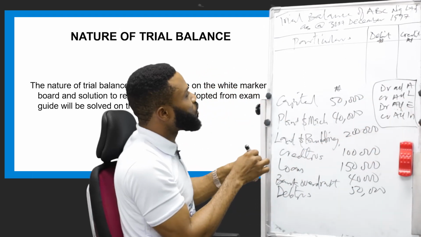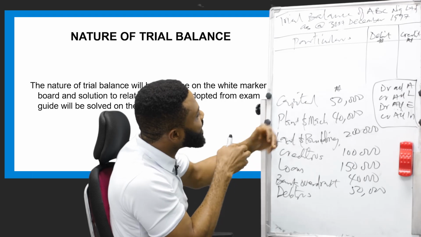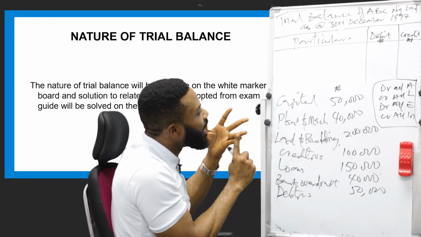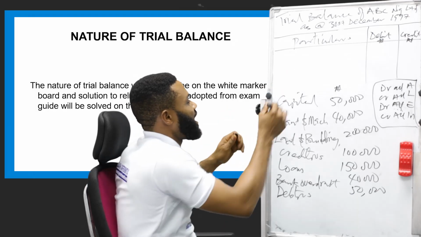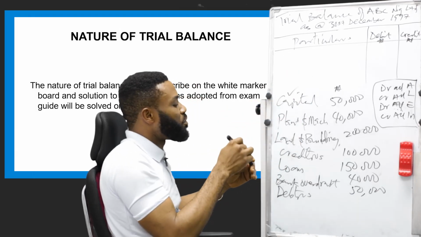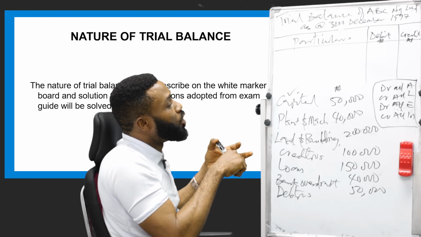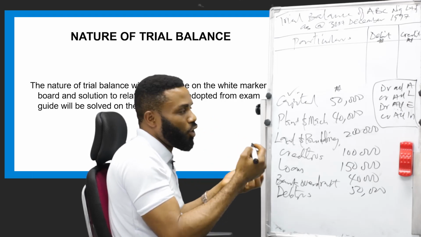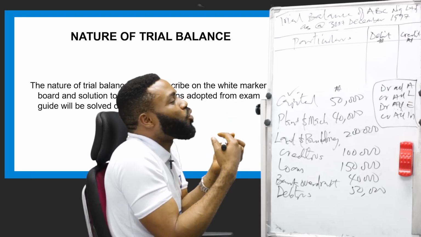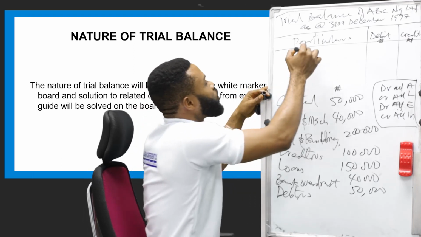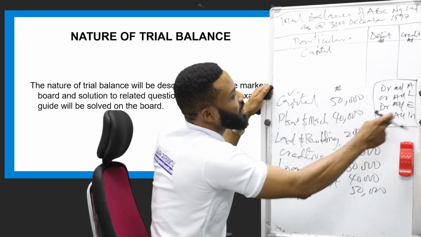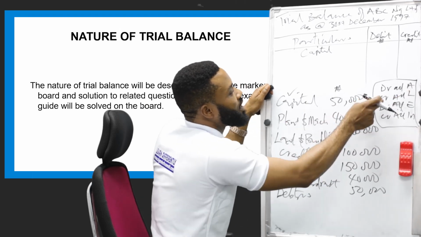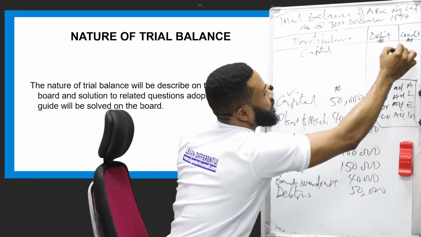So the first thing you are going to do here, capital. Is capital a liability, an asset, an expense, or an income? Capital is a liability. Anybody that commits money into a business must always expect a return. So since capital is something you want to recover, it is a liability. So you write your capital here. And then since it is a liability, what did I say you should do with a liability? Credit it. You put your 50,000 here.